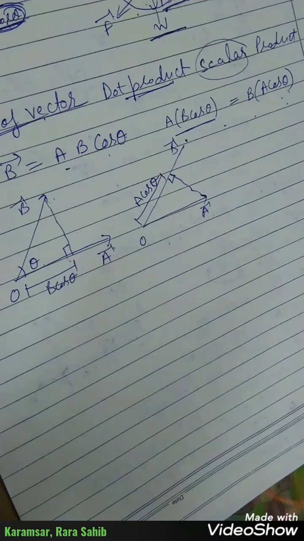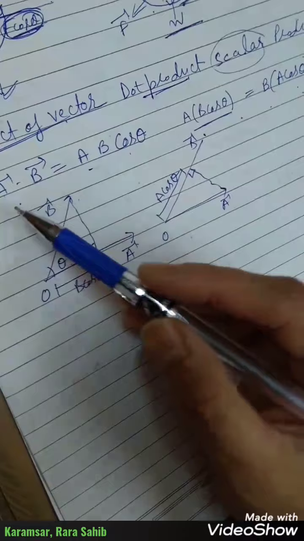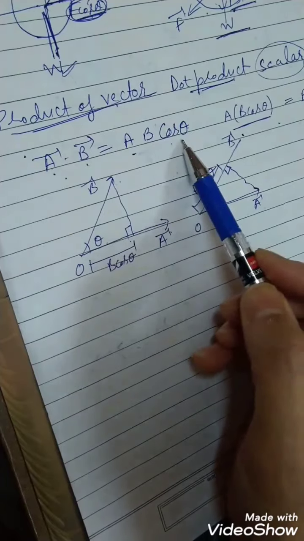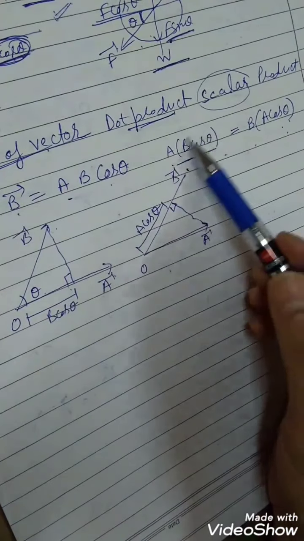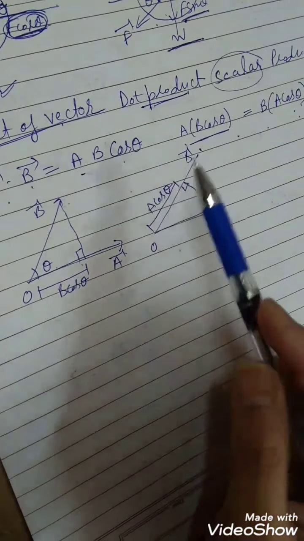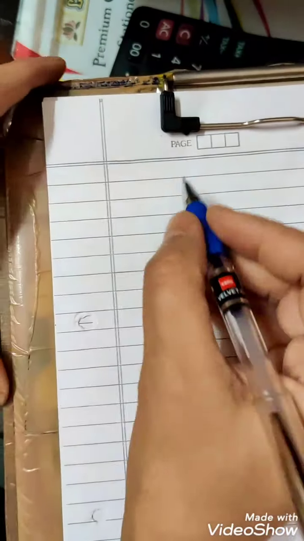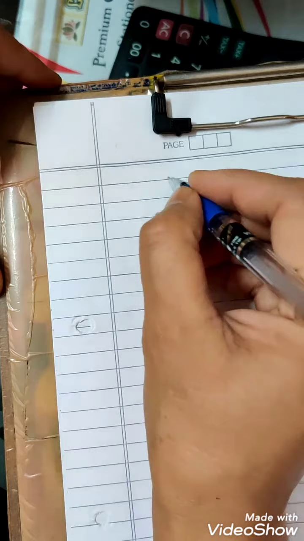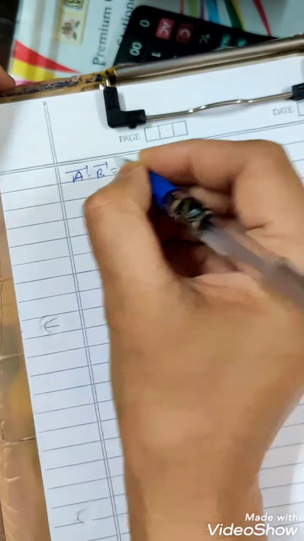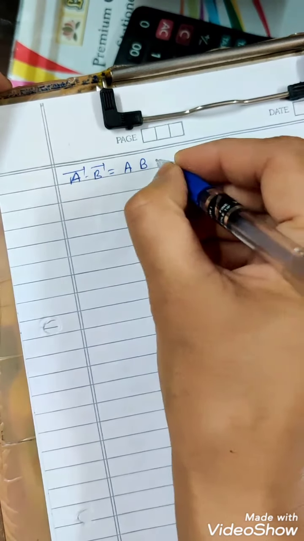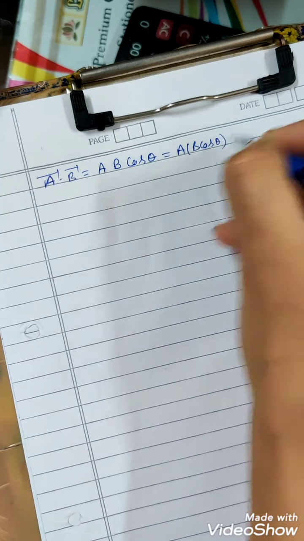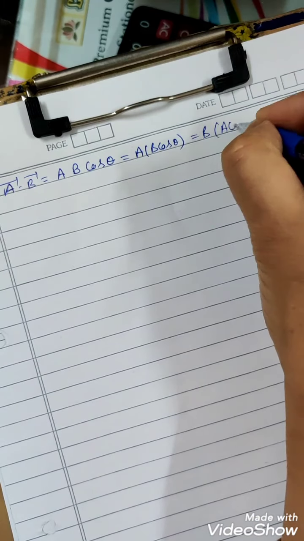Now what is this? This is the dot product of two vectors: magnitude of A, magnitude of B, and cos of angle between them. Or we can say A B cos theta means dot product of two vectors is the product of magnitudes. So the dot product of two vectors, written as A dot B, is equal to magnitude of A, magnitude of B, and cos of angle between them. It is also written as A B cos theta or B A cos theta.